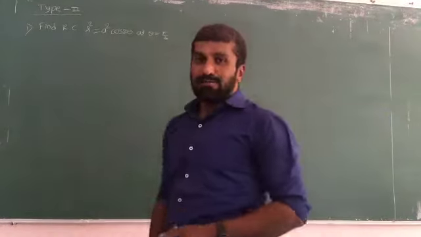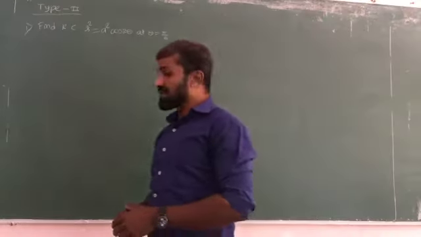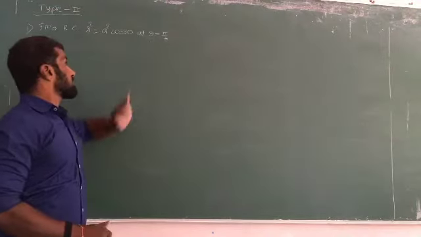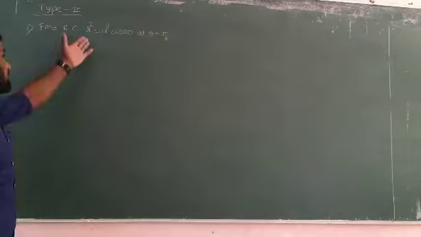So next type examples: find the radius of curvature of r square is equal to a square cos of 2 theta at theta is equal to 30 degree, right? So the theta value is given, and they ask to find the radius of curvature. So observe the given curve.